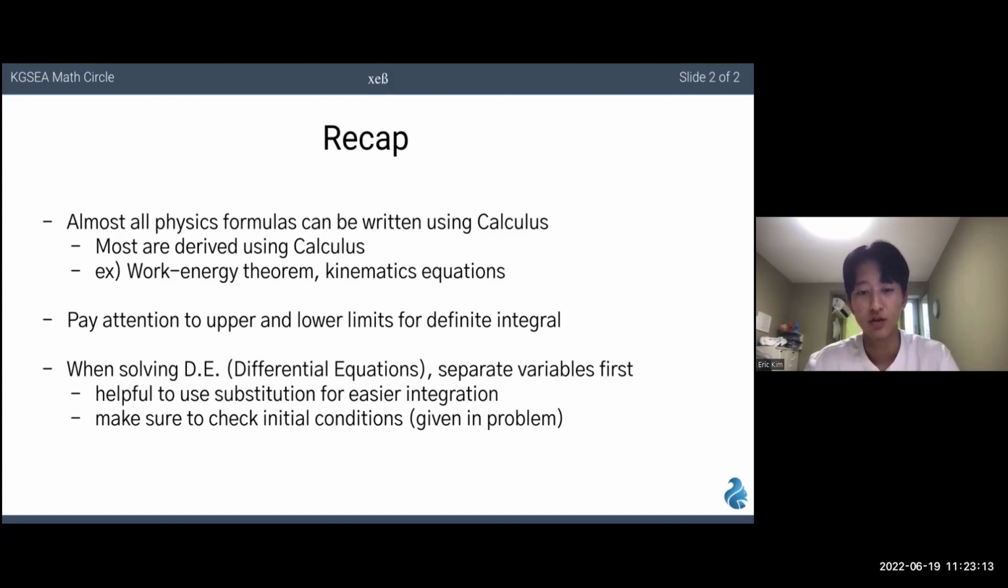Finally, when solving differential equations, it is important to first separate the variables. Then when integrating, it might be helpful to use substitution to not get lost in the process. And lastly, check the initial conditions to make sure the unknown constant c is not neglected.